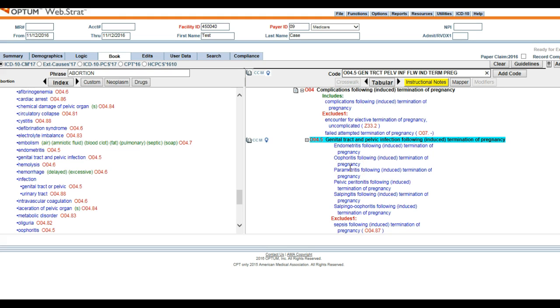As you can see, I went 4 levels of indentation underneath the word abortion. I had to bypass words like complicated by or endometritis or failed because I needed to go to the type of abortion, which was induced. And that's pretty much what you do every time. You bypass a lot of the irrelevant codes so that you can make sure that you're always on the right track.